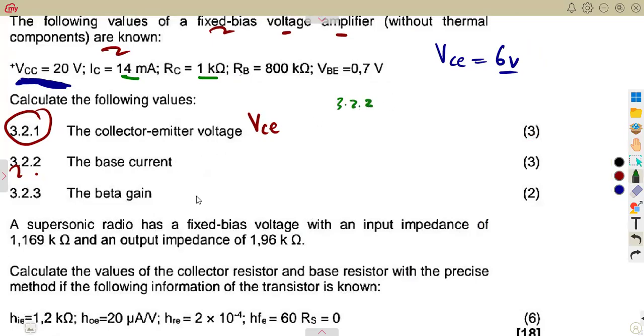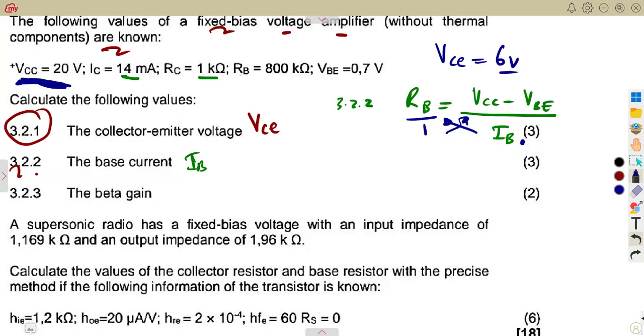3.22, we saw that from RB, there is IB there. It's not direct. You're not always going to have a formula which is direct and straightforward. Yes, it can be like that, but not always. So the IB that we want, which is the base current, is here. We can make it the subject. Cross multiply. So that is going to be the product of RB and IB, equal to VCC minus VBE.